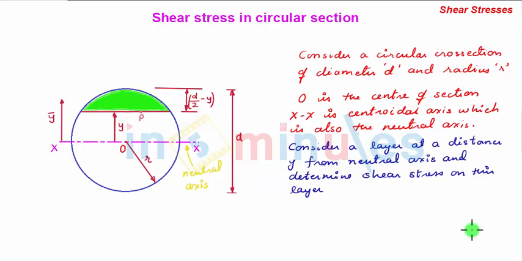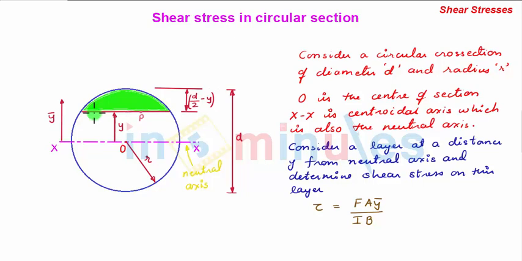Now we know that the shear stress on this layer will be given by the formula tau is equal to F A y bar upon I b, where F, I and b are the shear force acting on the cross section, I is the moment of inertia of the whole cross section, whereas b is the width of the layer at which we have to determine the shear stress. Now this A y bar is the first moment of the shaded area about the neutral axis.